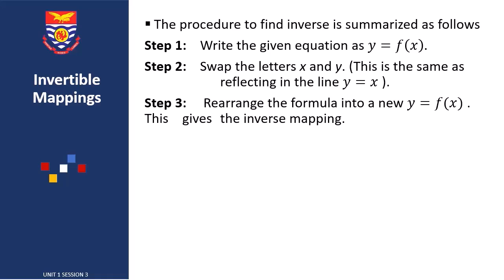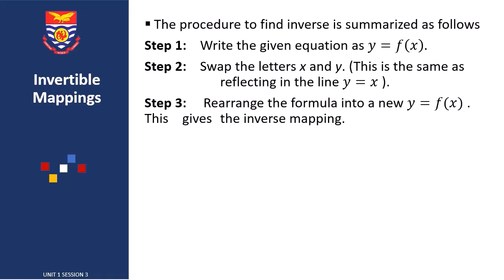And then the next step, you swap the letters x and y. They're the same as reflecting in the line y equals x actually. So rearrange the formula into a new y. So here you make y the subject, and this gives the inverse of the mapping.